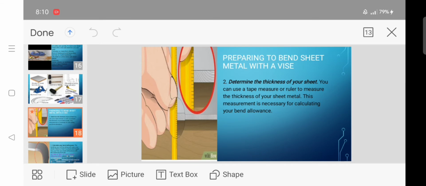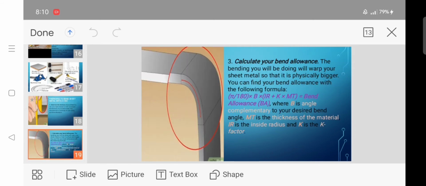Preparing to bend sheet metal with a vise. First is to determine the thickness of your sheet. You can use a tape measure or roller to measure the thickness of your sheet metal. This measurement is necessary for calculating your bend allowance.